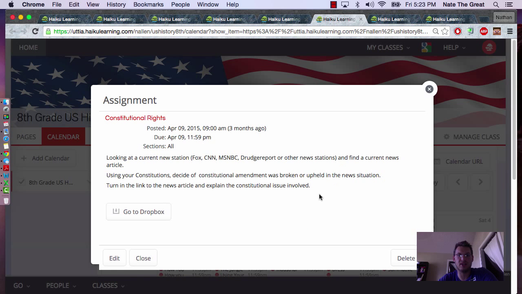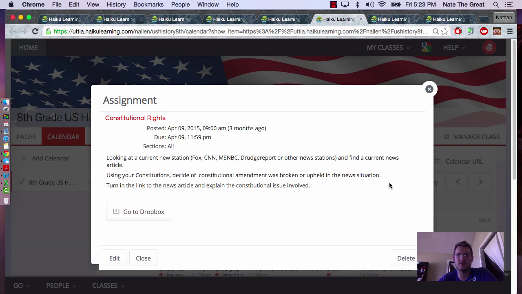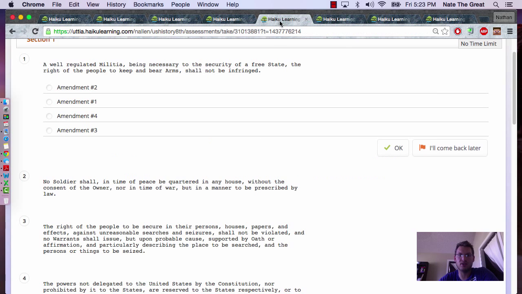helped them to understand. So this was an assignment afterwards, looking at Fox News, CNN, MSNBC, Drudge Report, or other news stations. Find a current news article using your Constitution. Decide if the Constitution Amendment was broken or upheld in the new situation. So they were supposed to read through a news report and then use their knowledge of the Constitution to find out if the Constitution was used or broken, and if someone's rights were being taken away.